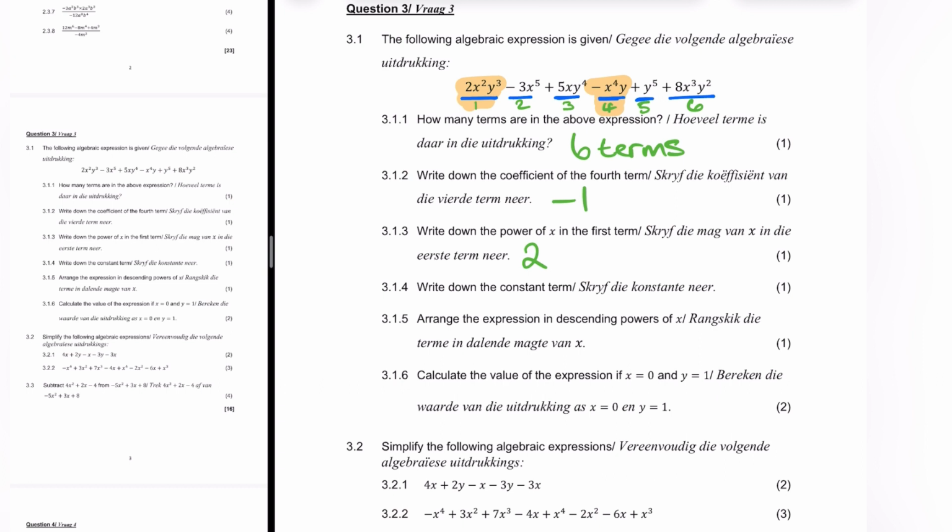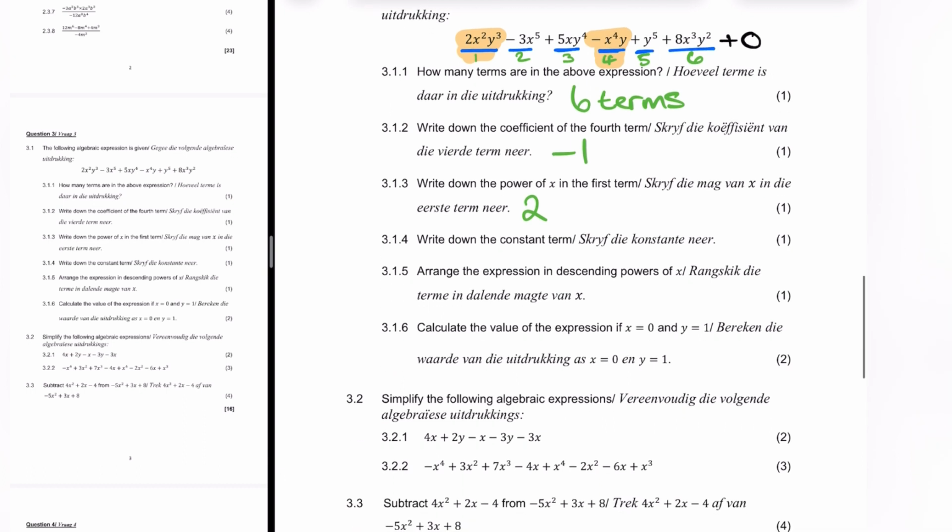Geen van hulle is konstantes nie, want elkeen van hierdie 6 terme het veranderlikes aangelas aan die term. So dit beteken my konstante is eintlik 0. As ek kon geskryf het plus 0, dan sou 0 my konstante wees. Met ander woorde, as jy geen konstante sien in jou uitdrukking nie, dan is die konstante 0. So that would be 0.